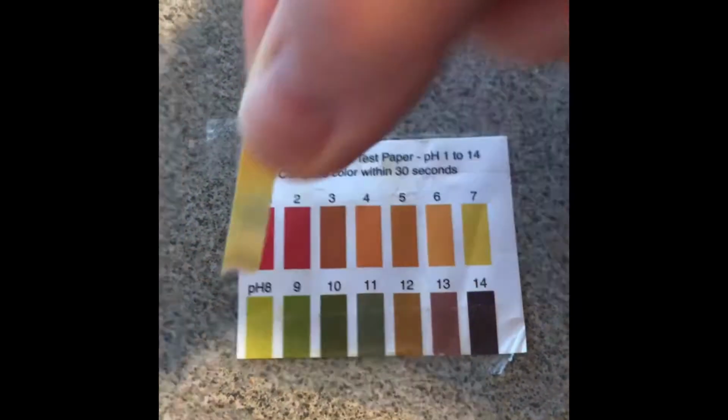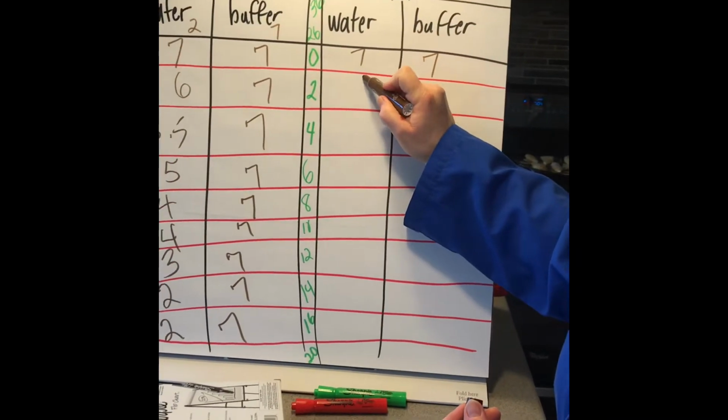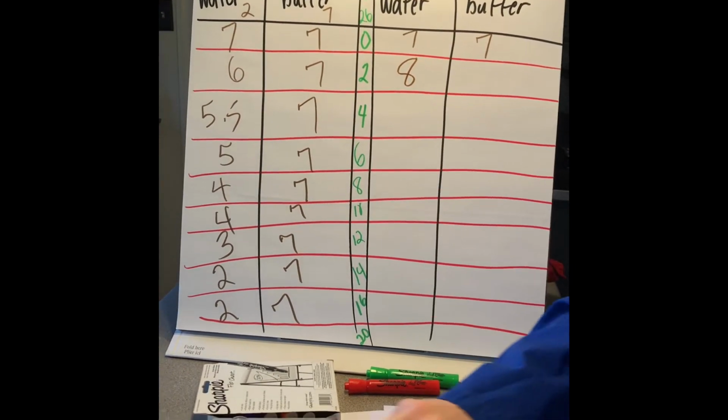Yeah, I think that's good. Let's call it an 8. All right, so right away, quick, with water and sodium hydroxide, the pH started to climb to an 8.